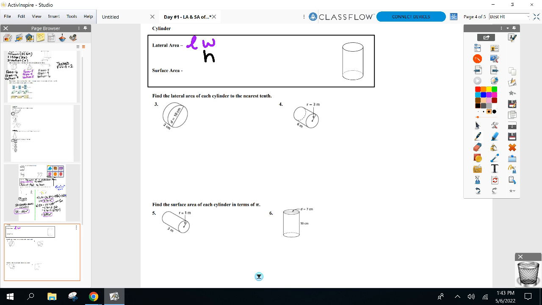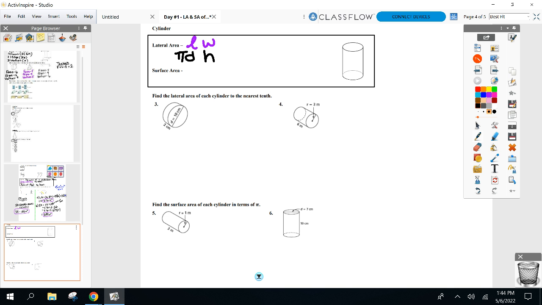Come on. Go back 2 units now. Circumference formula. Pi d. You just found the lateral area of a cylinder. Pi d times the height. Length times width. Think of it that way if you ever forget. Length times width. Pi d times the height.